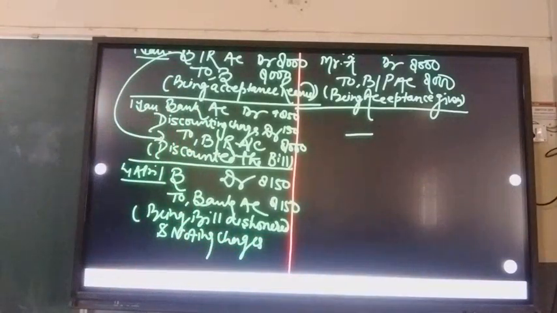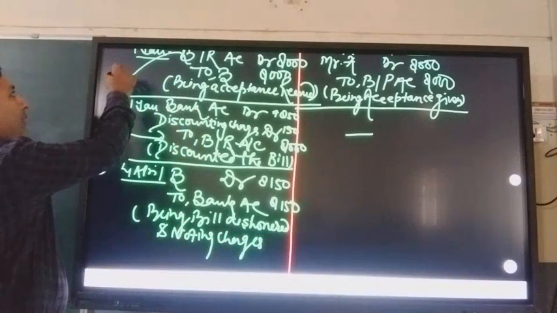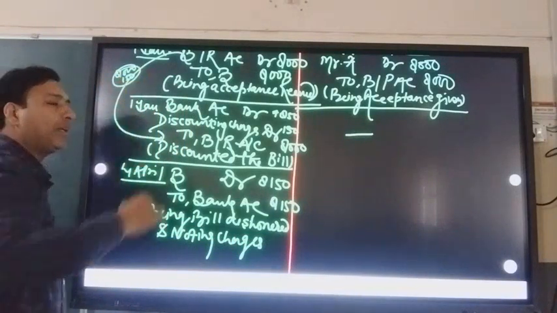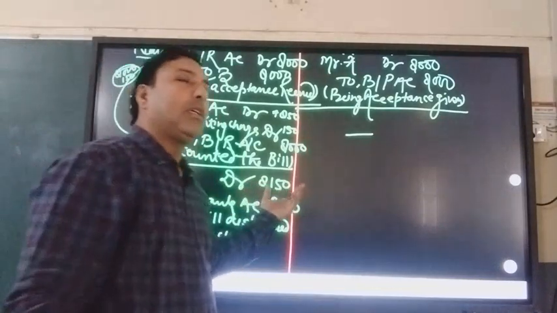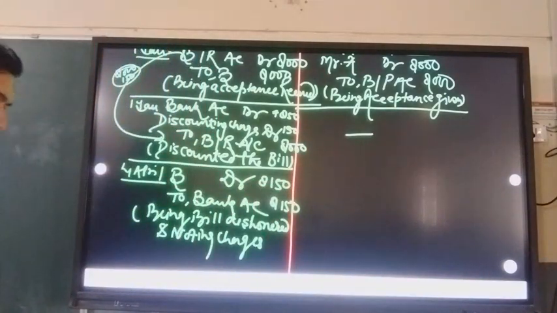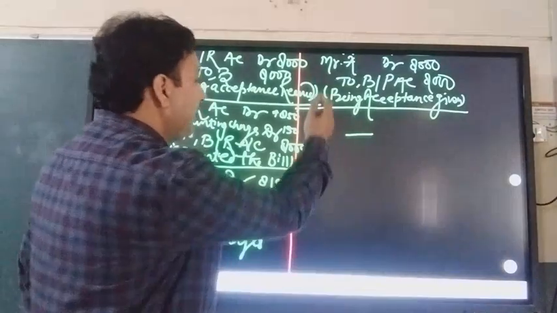ठीक है. नेक्स्ट. यानी टोटल बिल था आपका 8,000 का और प्लस 150 रुपीज नोटिंग चार्जेस पेड बाय द बैंक. यानी टोटल बिल की जो कॉस्ट हो गई वो कितनी हो गई? 8,150 रुपीज. ये एंट्री क्या करेंगे?